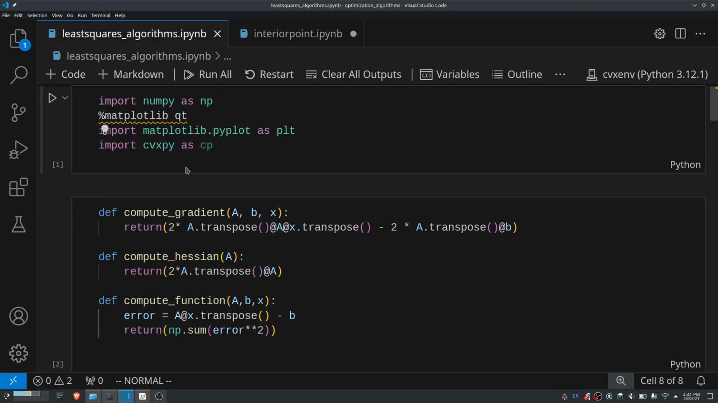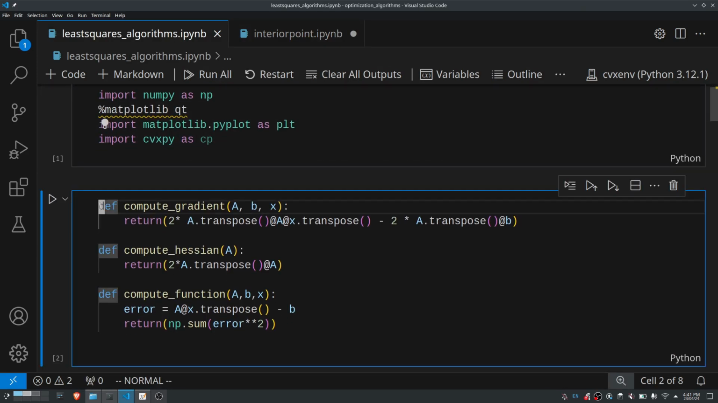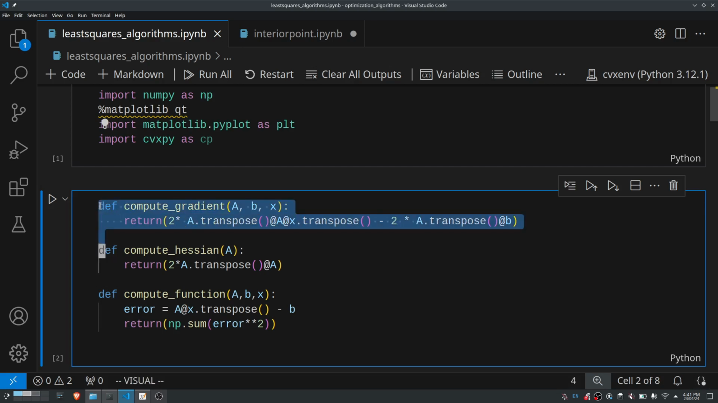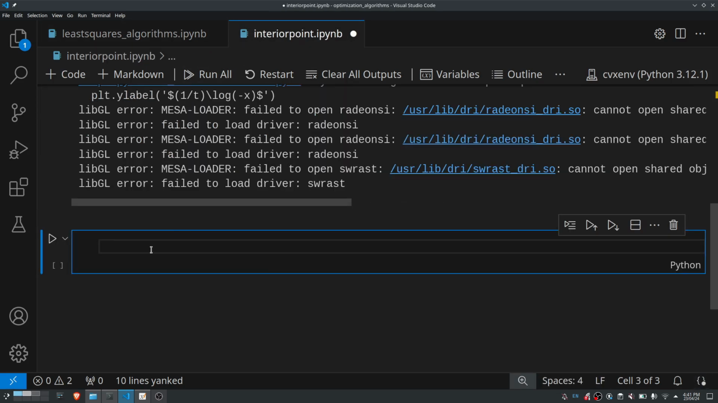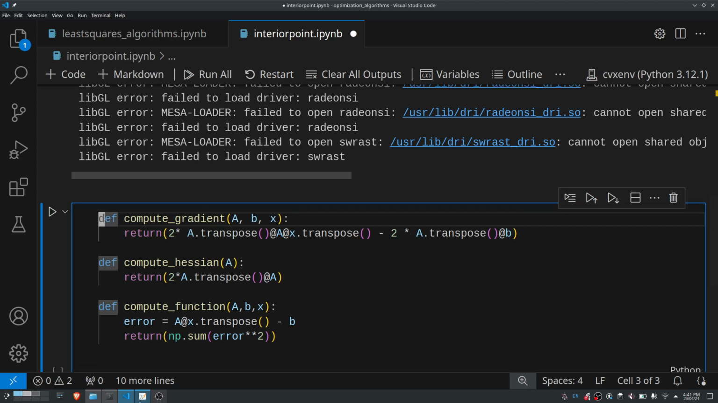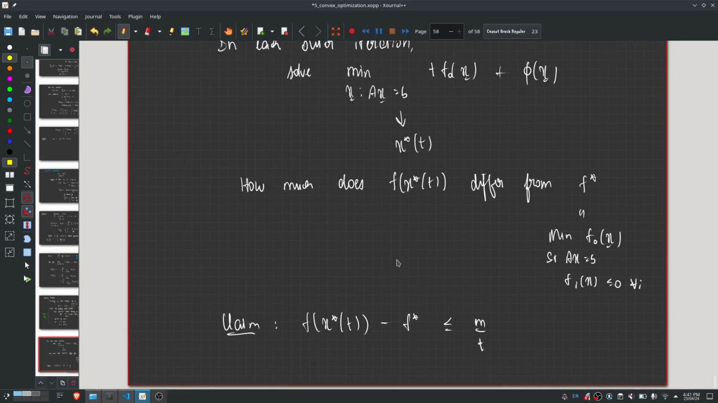Okay, so let me use some of these things I had earlier. I'll try to solve the same problem as last time, least squares, but now I'm going to add another constraint. Let me say that I want to solve least squares with the constraint that the 2 norm squared is less than or equal to 1. So let's write that down.